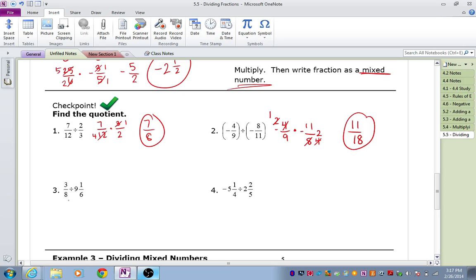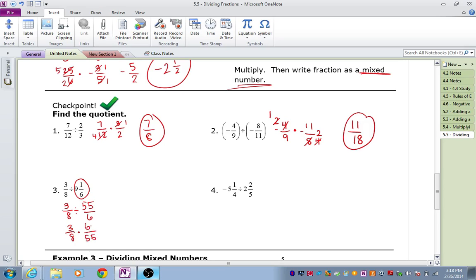For number 3, we have to change our mixed number into an improper fraction before we can continue. So we have 3/8 divided by, this gives us 55/6. Notice I just rewrote the question, no flipping, just changed the mixed number to an improper fraction. So now I can multiply by my reciprocal. So 3/8 stays the same, change it to multiplication. We get 6 over 55.